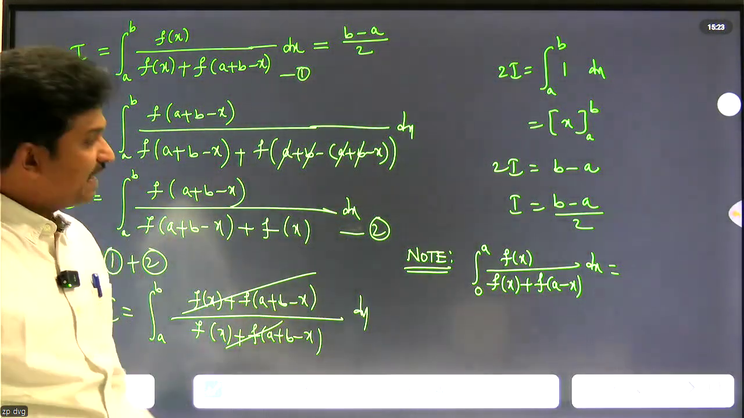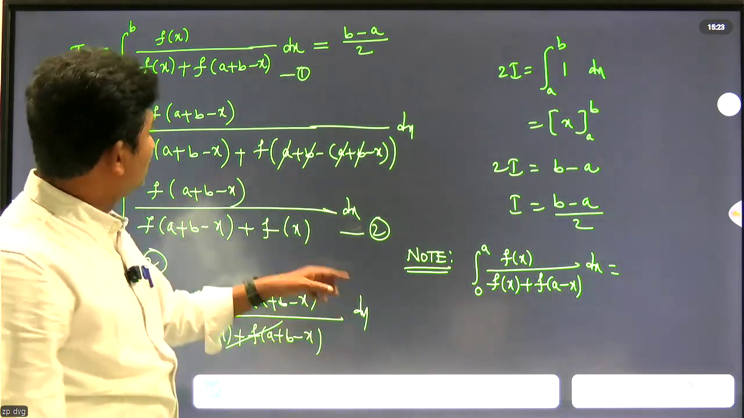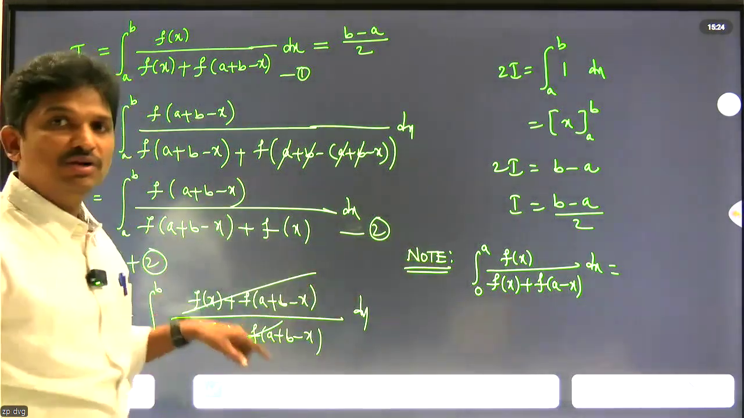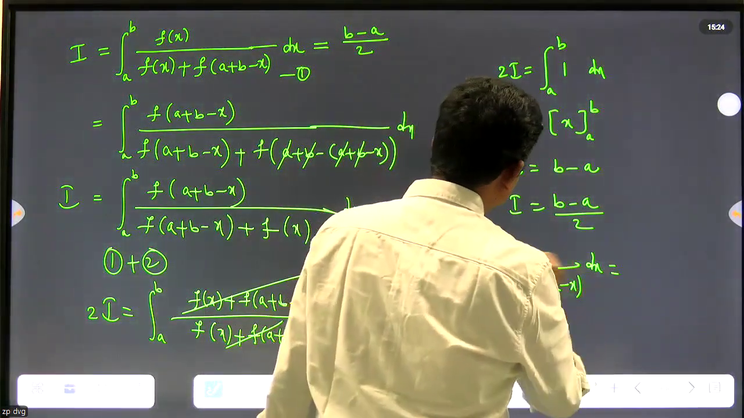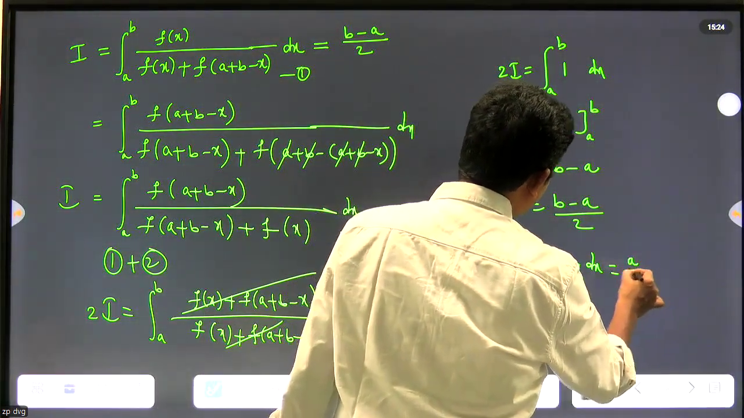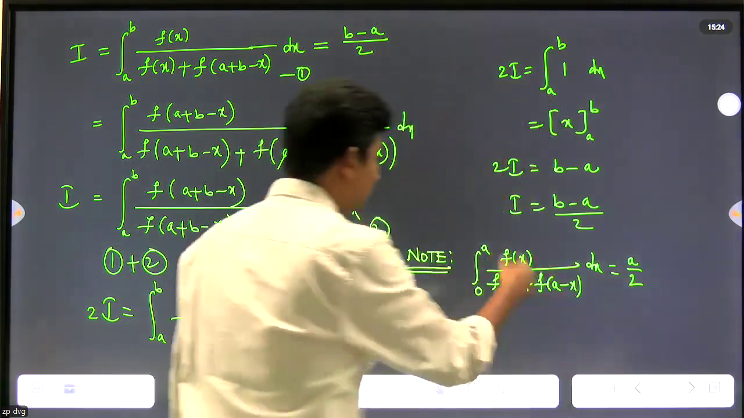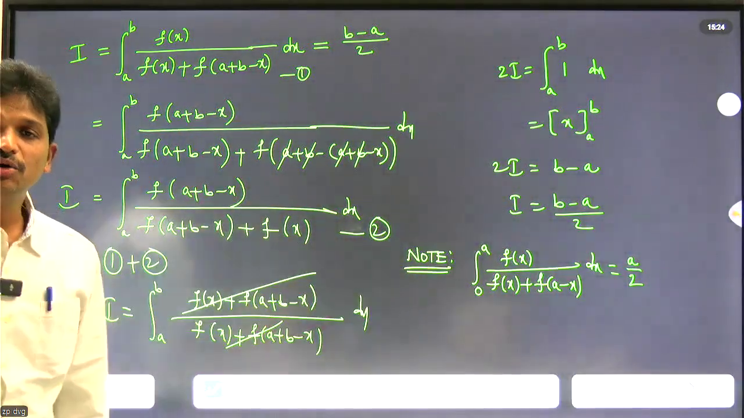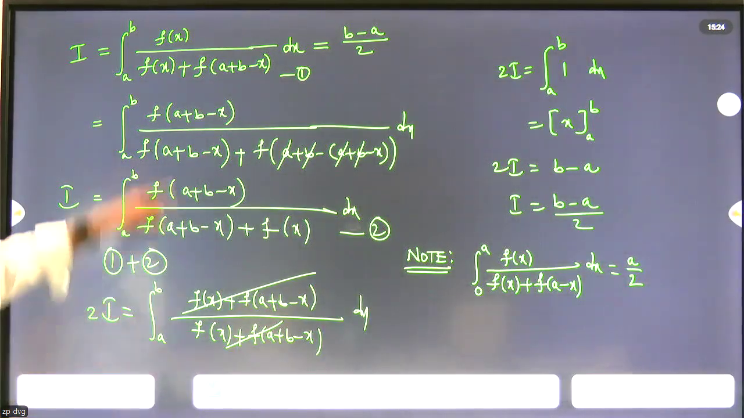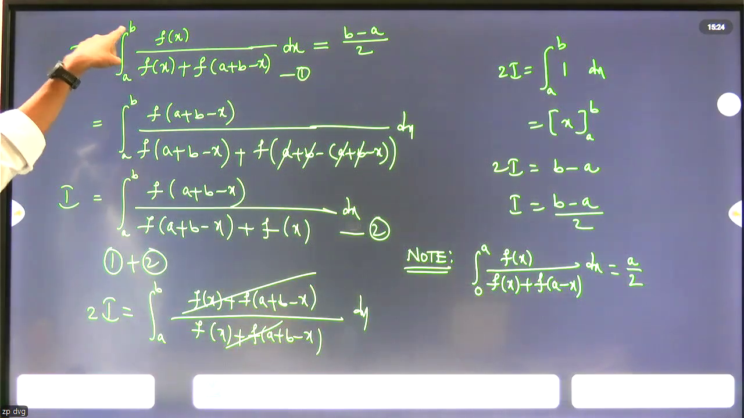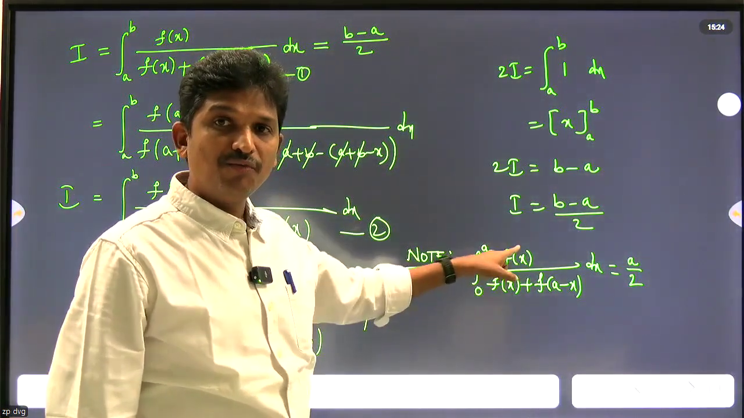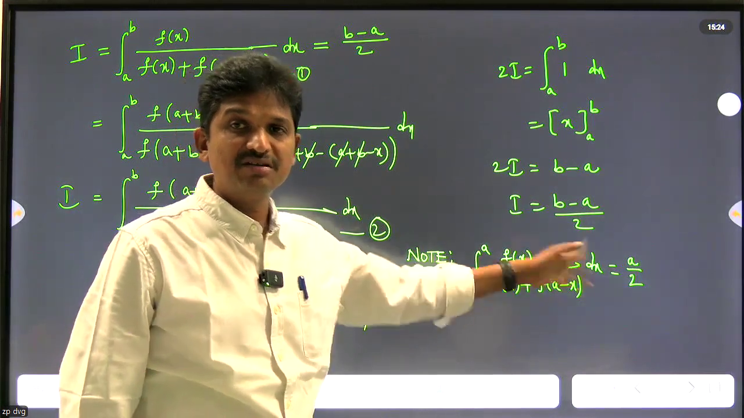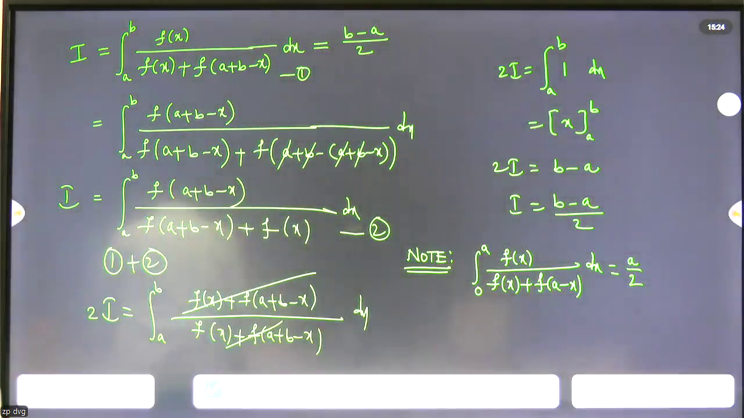In that case also, same procedure. If you want to derive this, if you follow the same procedure that I derived, you will get it, right? So here, what is this? a minus 0 by 2. a minus 0 by 2 is what? a by 2. Anywhere you saw a problem like this, directly you can write the answer is a by 2. If you saw it like this, limits are from a to b, its answer is b minus a by 2. If you saw from 0 to a, f of x divided by f of x plus f of a minus x, its answer is a by 2, right? We'll do some previous year CET questions based on this point.